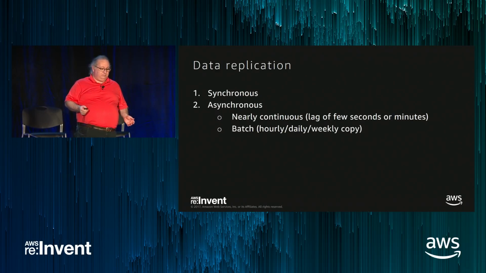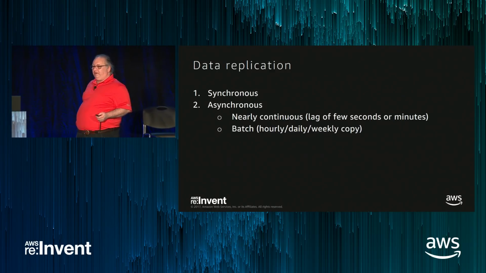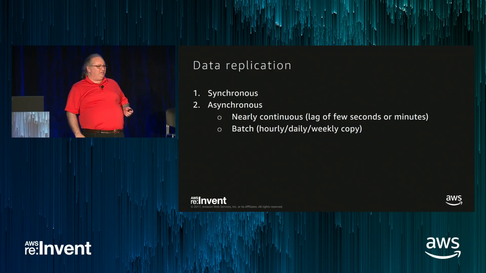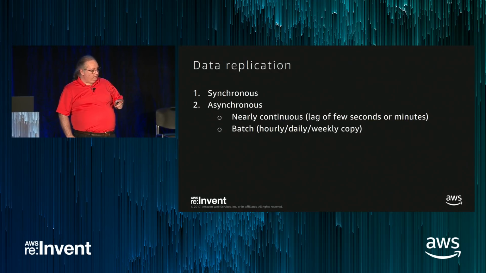Data replication can be synchronous or asynchronous. If I'm doing multi-region data replication synchronously, I just introduced a huge lag. In AWS, the two regions that are closest to each other in millisecond terms are US East 1 and US East 2, right? That's Virginia and Ohio. That's still a 12 millisecond one-way trip.